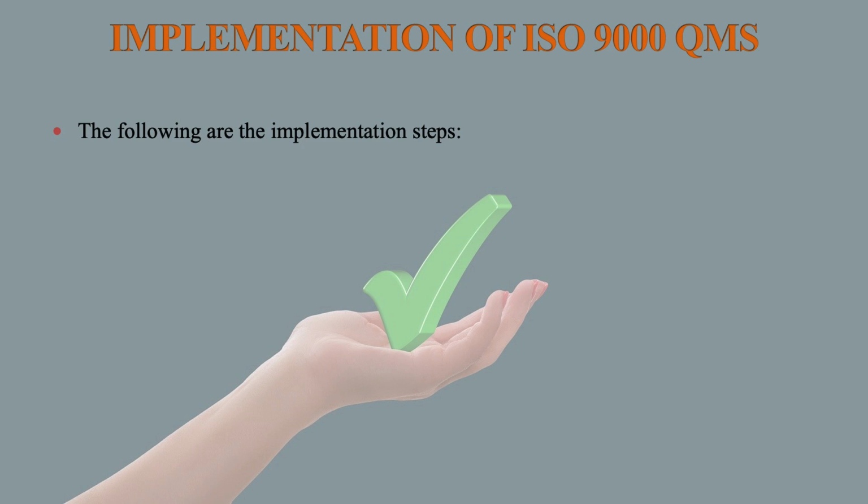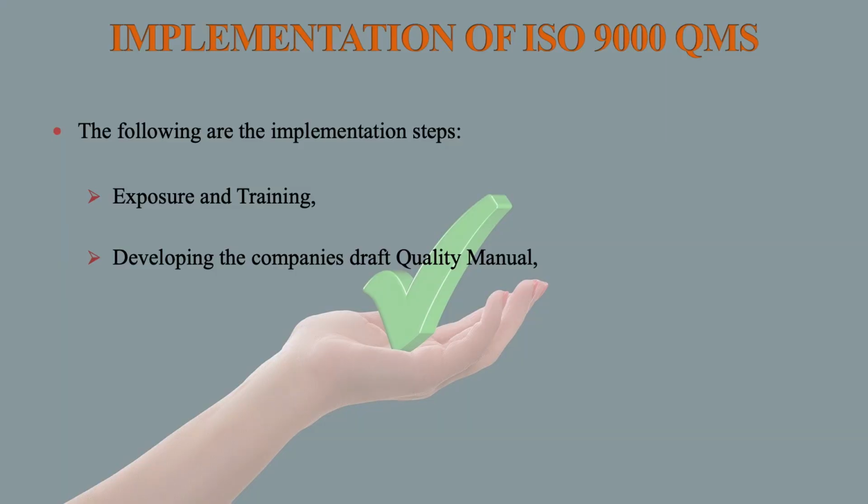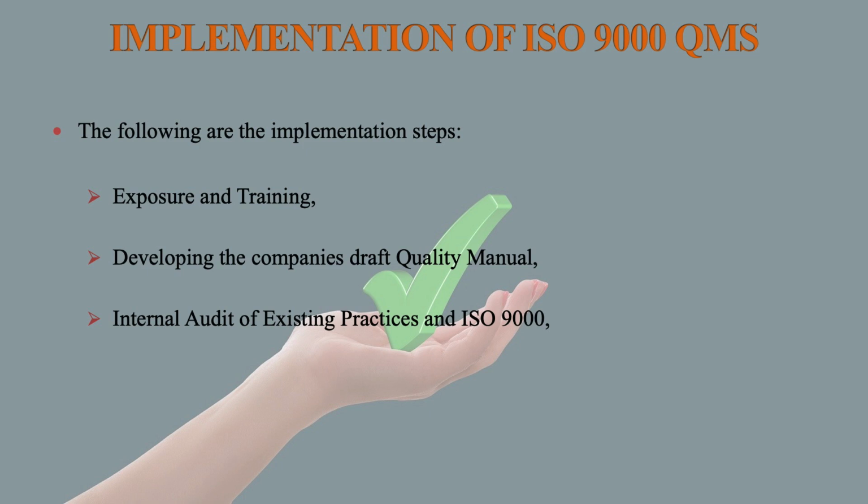The following are the implementation steps. Exposure and training means exposure to the work area or exposure to those who are implementing. Every employee should be exposed to every process, to what they are doing, and then they should be given training. Developing the company's draft quality manual. One has to develop a quality manual. Then internal audit of existing practices and ISO 9000 implementation. Then audit by the external certifying agency. These are the four steps.